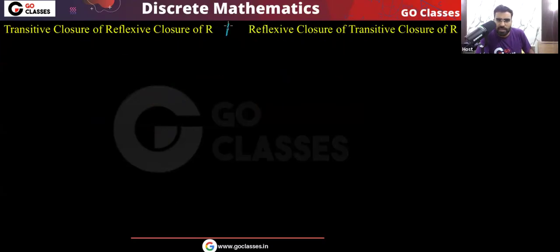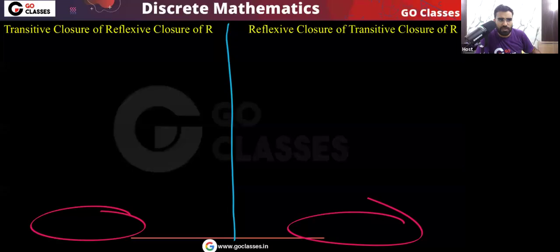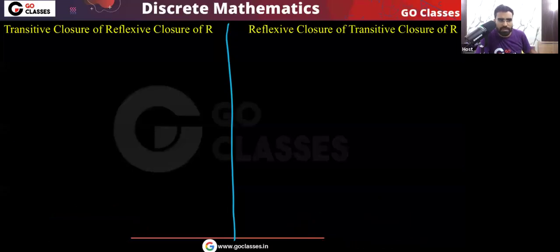On one side, let me first do reflexive closure, then let me perform transitive closure. And on the other side, you can see for the relation R, first I will find the transitive closure, then I will find the reflexive closure. Okay, now let me see if the final result will be the same or not. So you can see we have relation R. Initially, we have relation R. So what is given to us? Relation R is given to us.